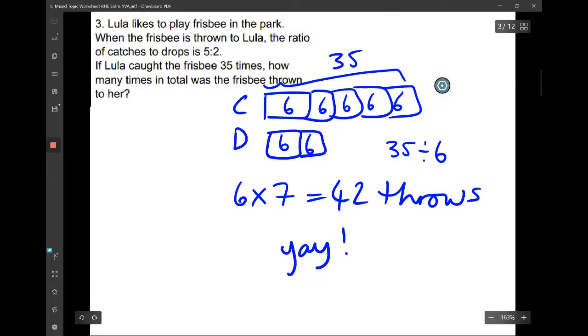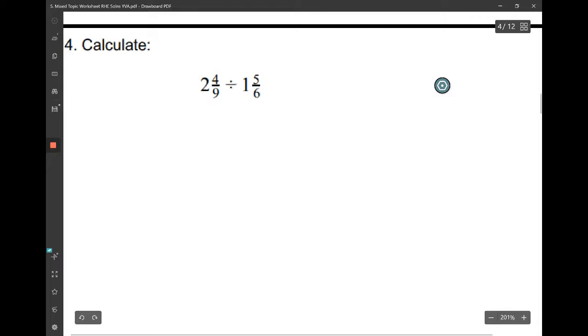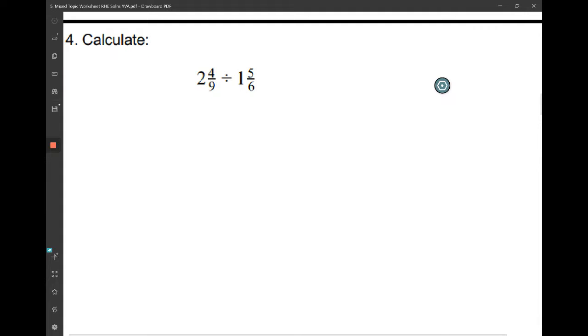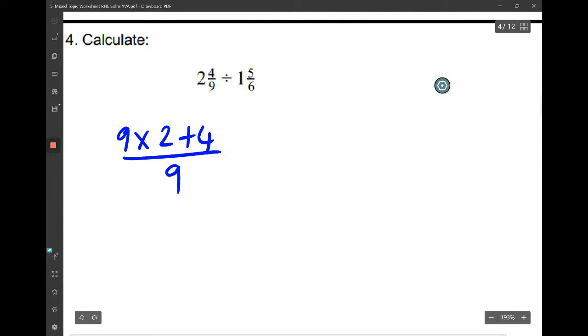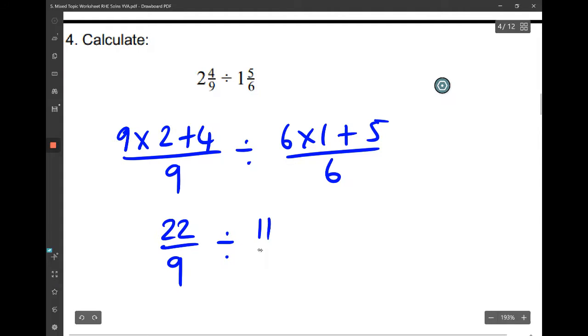Okay, question 4. Fractions, we are doing a division. Something that will make it a lot easier to do is turn this into improper fractions. So that's going to be 9 times 2 plus 4 over 9, divided by 6 times 1 plus 5 over 6. Okay, so 9 times 2 is 18. 18 plus 4 is 22 over 9. Divided by 6 times 1 is 6. 6 plus 5 is 11 over 6.